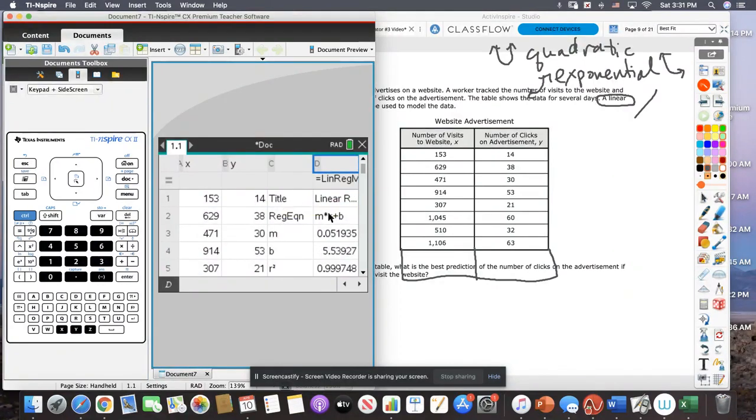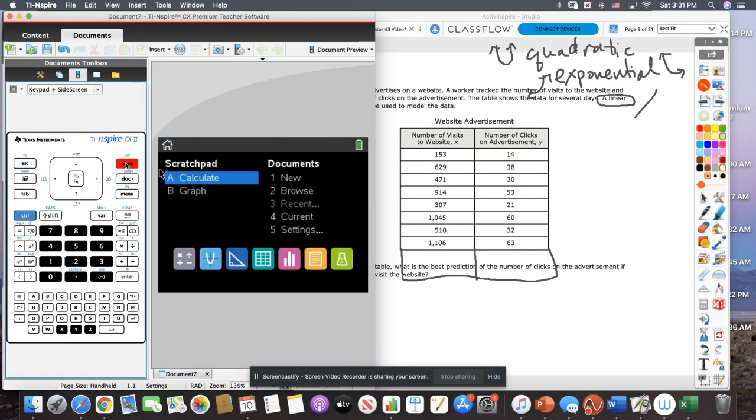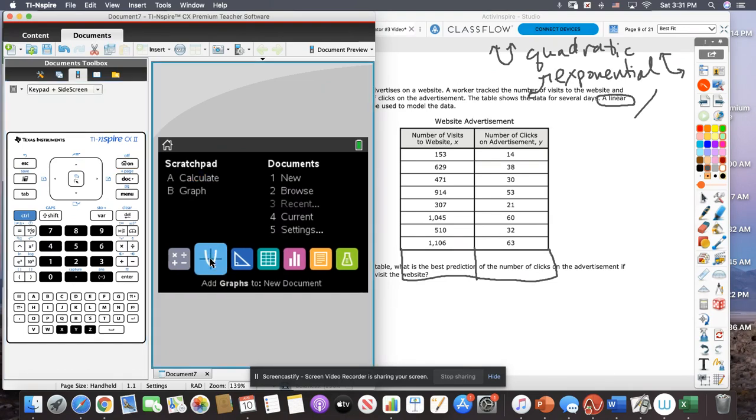And I have to scroll up a little bit on this one because it was kind of a long list. Here's my M and here's my B. Now these are some kind of crazy looking decimals. So if I was to write this equation, it would be a whole bunch of decimals. But the nice thing is if I hit the home button, I can come over here to the graph and click on this little icon.